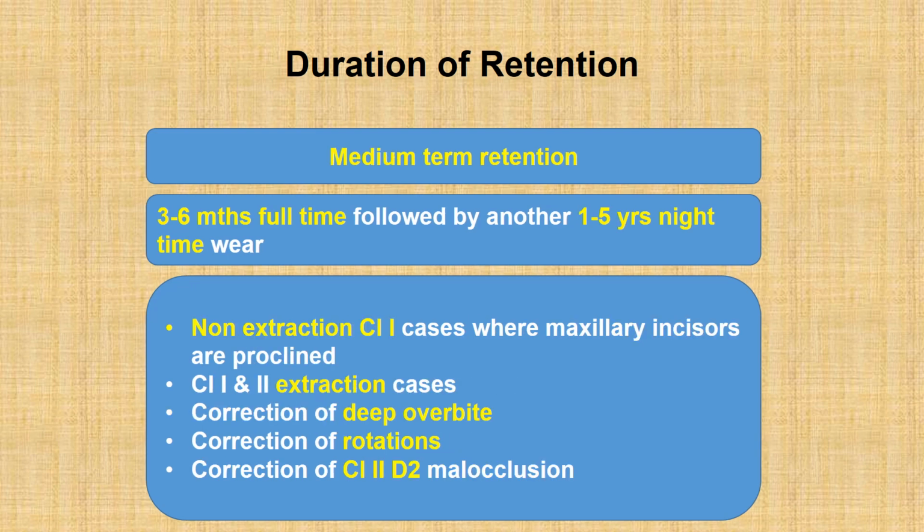Medium-term or prolonged retention usually means about 3 to 6 months full-time wear followed by another 1 to 5 years nighttime wear. Now, this is utilized in non-extraction Class 1 cases when maxillary incisors are proclined, Class 1 and 2 extraction cases, correction of deep overbite, correction of rotations, and correction of Class 2 division 2 malocclusion.